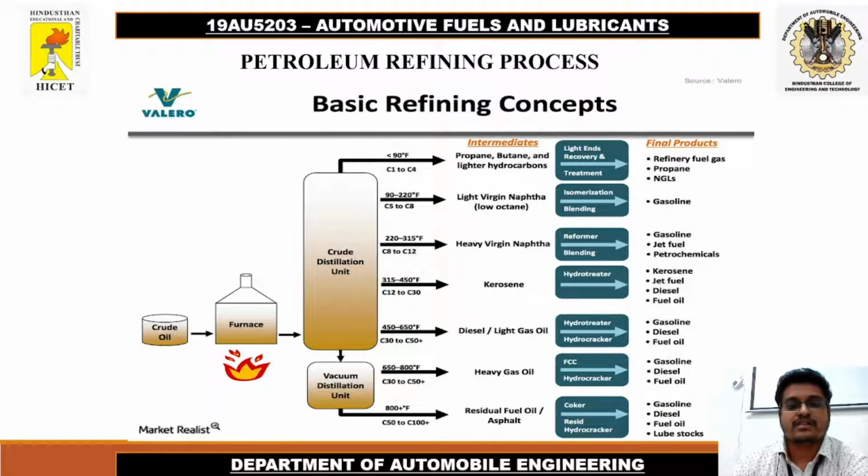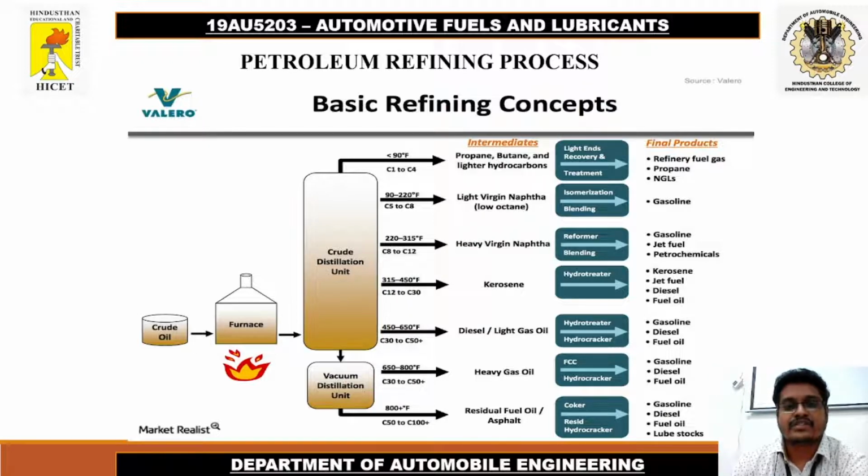And likewise, in the temperature of 90 to 220 degrees Fahrenheit, you will get light virgin naphtha with low octane rating as an intermediate product, and by isomerization or blending process you will get gasoline as a final product. This category of fuel will have carbon atoms of number 5 to 8.